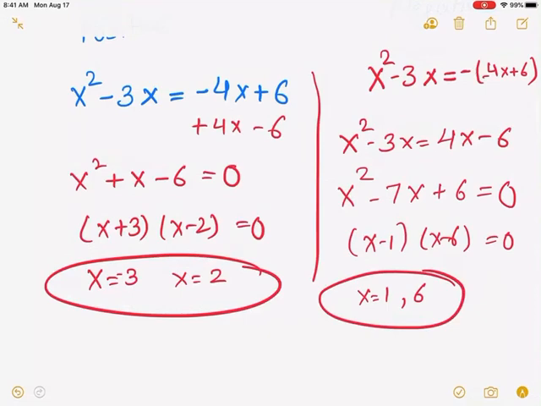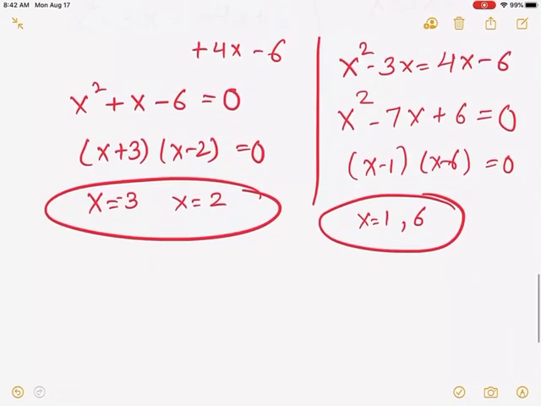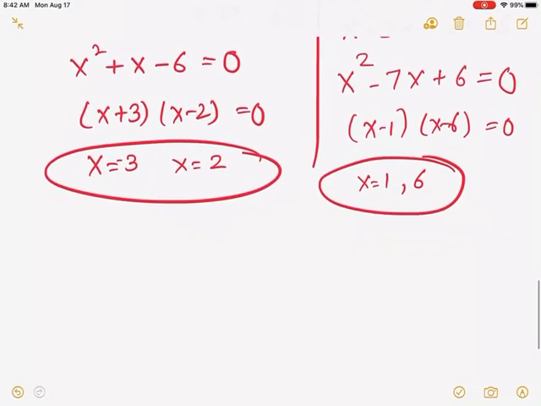So in total, I have 4 answers at the end. But lastly, you have to check which of these answers actually work. How do we check? You need to plug each one of these back into the original problem. So let me write up the original one here: x squared minus 3x in absolute value equals negative 4x plus 6. If I plug in negative 3, you know what, I'm just going to copy it from the textbook here.